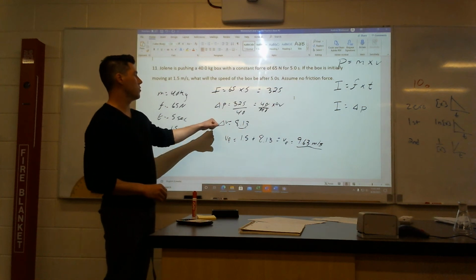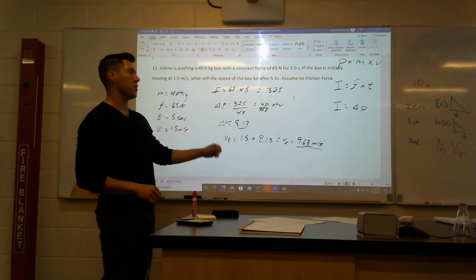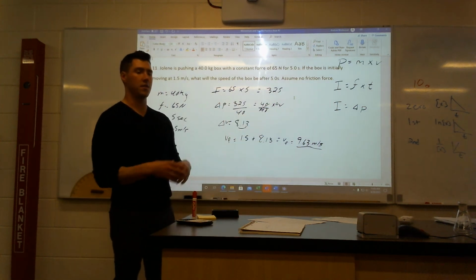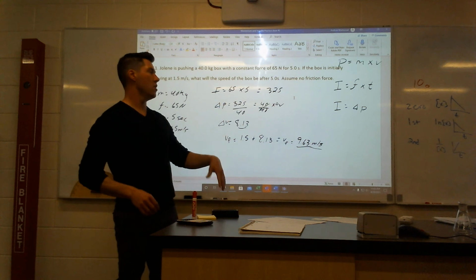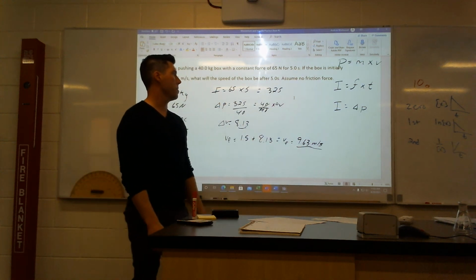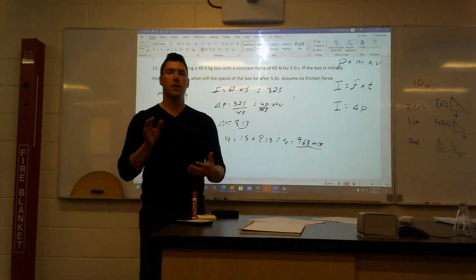Just again, a lot of students unfortunately stop here because they think that this is the final velocity, when again, that is our change in velocity. That is the impulse you put in, so that's the change. Got to make sure that we have that front part added in at the end. Okay? All right, I think it'll be good.